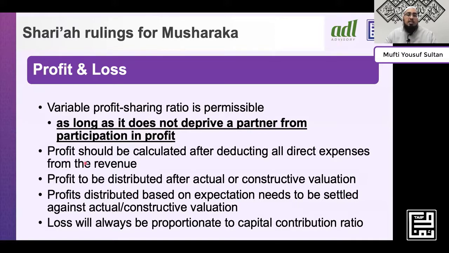Now, profit, I already explained that it has to be calculated after all direct expenses. It has to be distributed after actual or constructive valuation. So, for example, in traditional days, how would you calculate profit? You would have to liquidate the entire business, get everything converted into cash, then you know exactly how much you have. But today, a business is usually continued for a number of years, sometimes even for centuries. Then how we calculate profit is by constructive valuation.